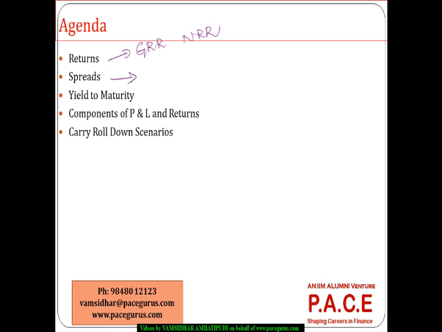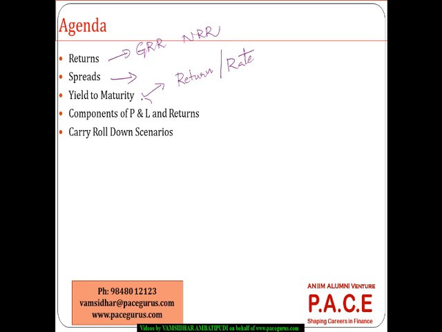Then we focus on spread. How do I really compute the spread for the data? What do I mean by the spread? Then we'll focus on yield to maturity, one important return-based measure. It's another rate-based measure which is important in pricing the bonds. So I'll try to talk a little bit about the yield to maturity.